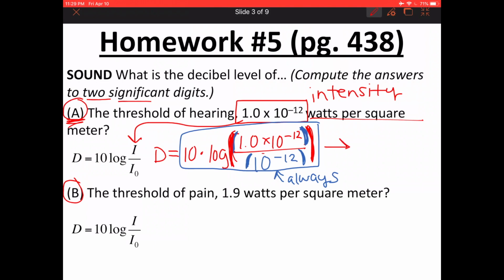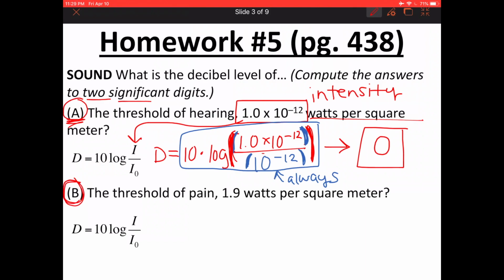Once we enter that into the calculator, we are going to end up with 0. So my decibel level for the threshold of hearing would be 0, which makes sense because the threshold usually means the starting point. Our starting point of hearing is 0 decibels.